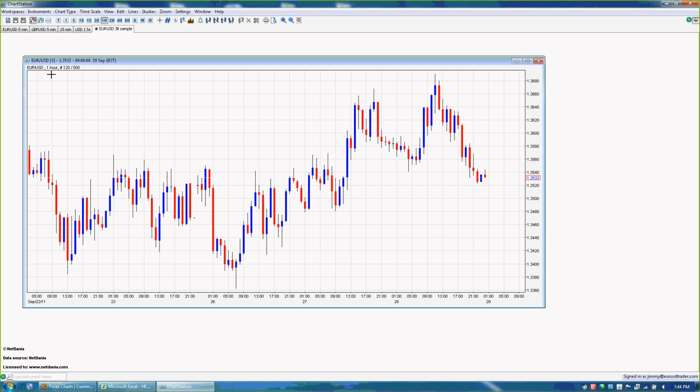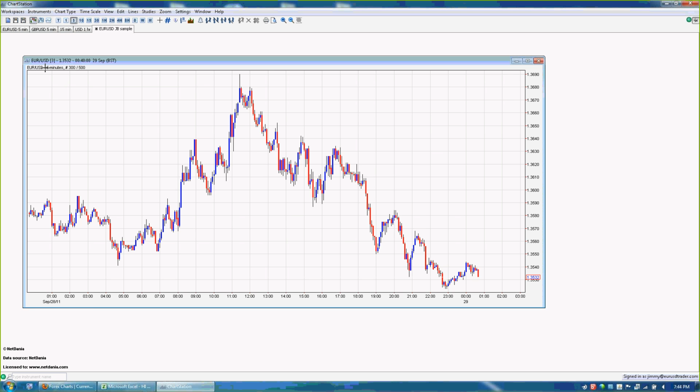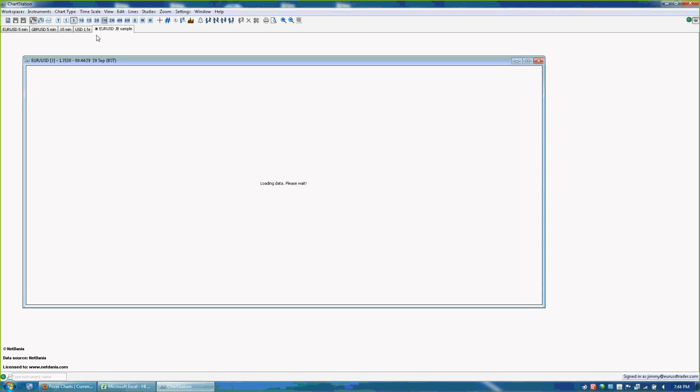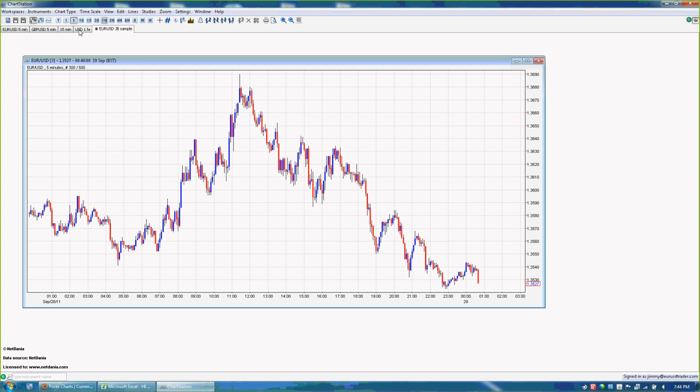Notice we've got a 1-hour chart. We want to change that to a 5-minute chart. We could just click right here, and that would change it to a 5-minute chart. Or we could leave it alone and change it to a 5-minute chart by going to time scale, 5 minutes. But it's kind of easy just to click this, or you can go to time scale and choose it. So now we've got a 5-minute Eurodollar chart, and that's what we use to trade.